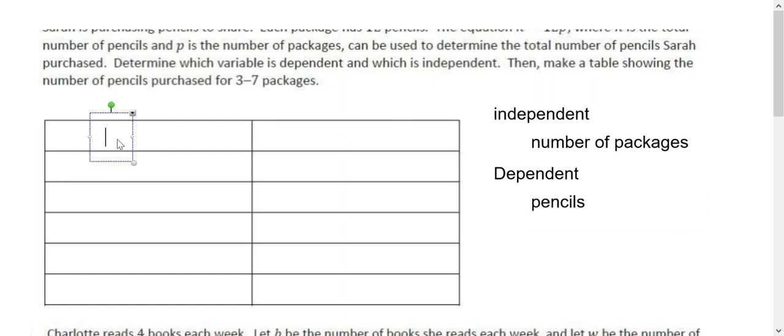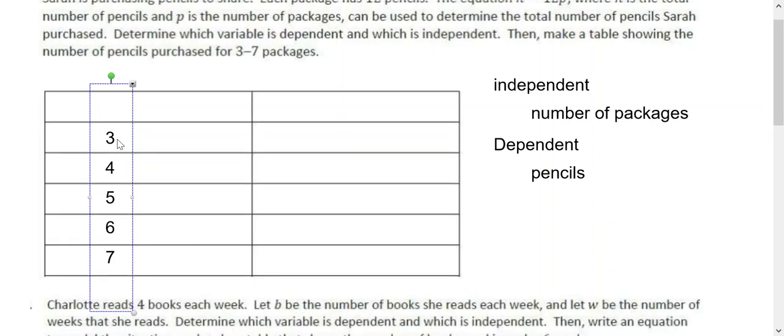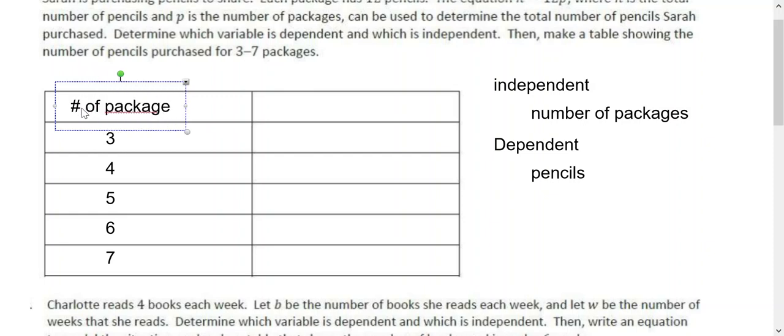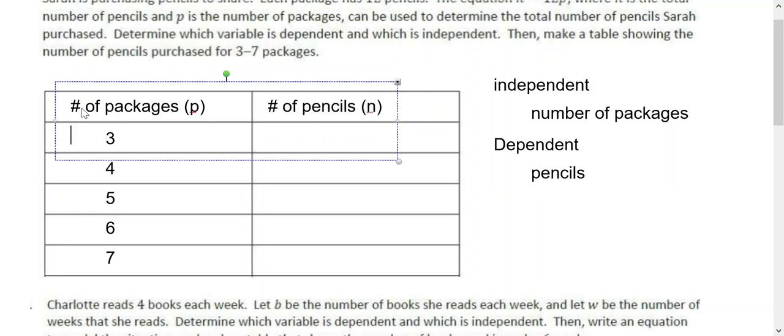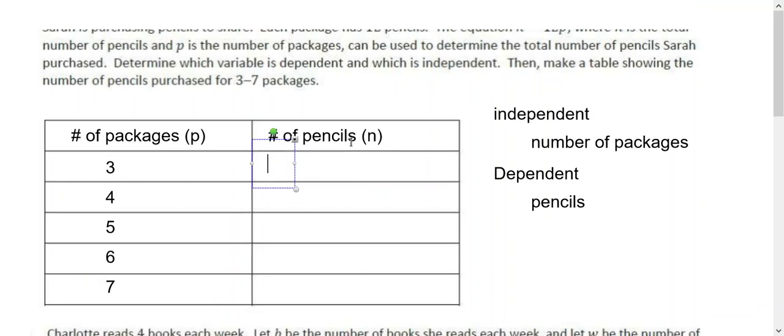So then you can just put it in and you can choose which number, and it says from 3 to 7. So this one's actually going to be 3, 4, 5, 6, and 7. And so this one's going to be number of packages, P, and then number of pencils, N. Okay, and then you actually go through and you put it into your equation that they give you, which you can't see, but it's 12p, so it'd be 36, 48, 60, 72, and 84. Okay.